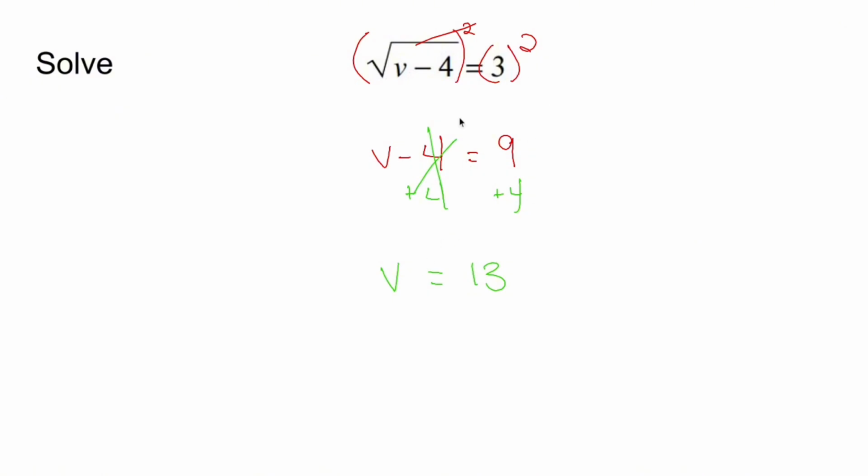But if I go up here and I say, all right, well, if this is me checking my work mentally, if I were to plug in 13, I would get 13 minus 4 underneath the square root. 13 minus 4 is 9, and the square root of 9 is 3. You're good. Everything's fine. 13 works. But that is how you undo a square root. You square it. Makes sense to me.